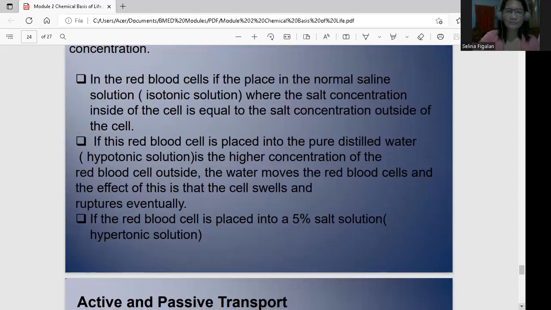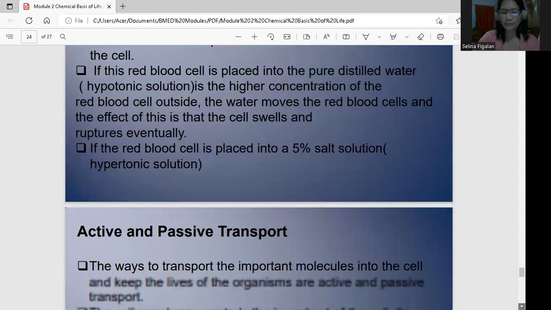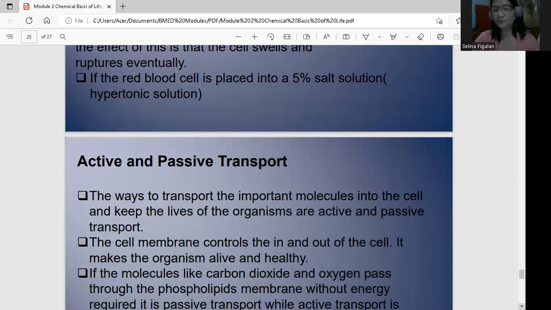So that's the difference between your isotonic, hypotonic, and your hypertonic. Tatandaan, pag hypotonic class, mas highly concentrated yung outside. Pag hypertonic naman, mas highly concentrated yung inside. Okay? Active and passive transport.